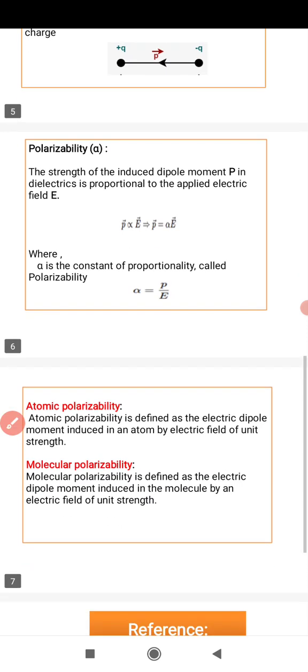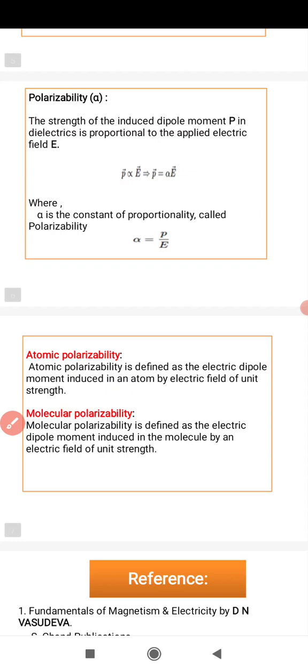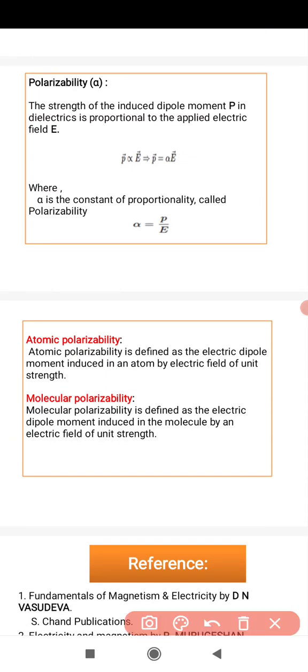Next we see atomic polarizability and molecular polarizability. Atomic polarizability is defined as the electric dipole moment induced in an atom by an electric field of unit strength. Molecular polarizability is defined as the electric dipole moment induced in a molecule by an electric field of unit strength.